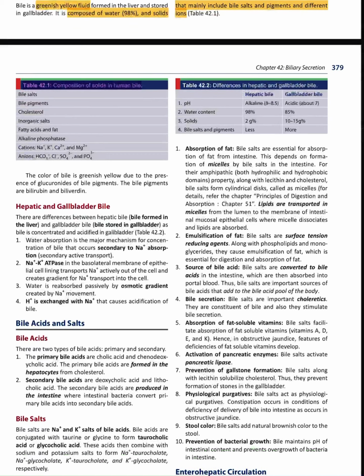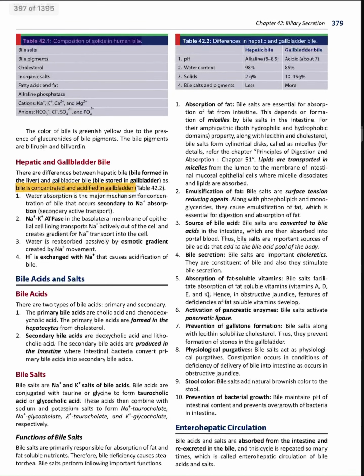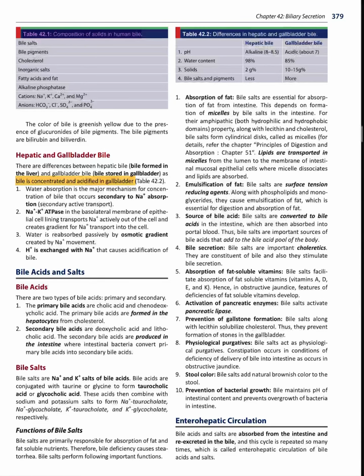Bile is concentrated and acidified in the gallbladder. Water absorption is the major mechanism for concentration of bile, and it is secondary to sodium absorption. Sodium and potassium ATPase in the basolateral membrane of the epithelial cell lining transports sodium actively out of the cell and creates a gradient for sodium transport into the cell. Water is reabsorbed passively by the osmotic gradient created by sodium movement, as hydrogen is exchanged with sodium, which causes acidification of bile.